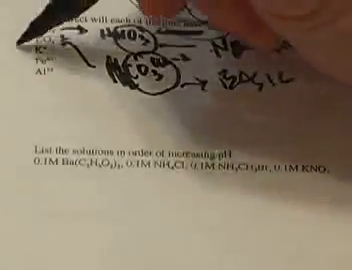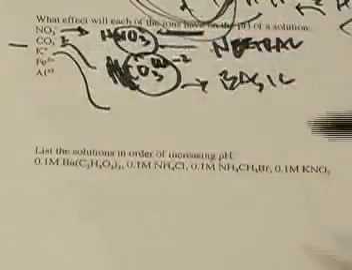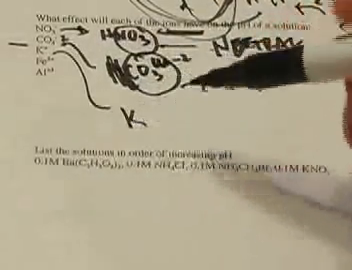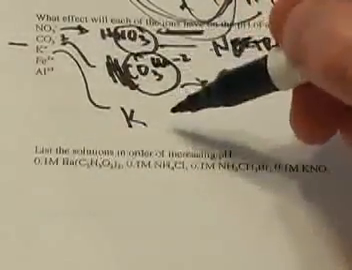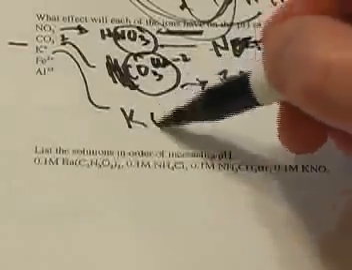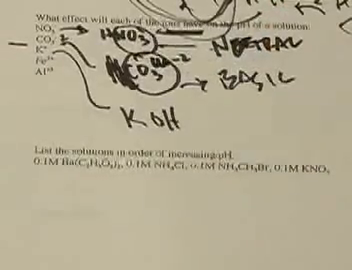Okay? How about K+? Where did K+ come from? Well, the cation, remember, came from a base. And what base did it come from? Well, if you're not sure, just take an OH and tack it onto it. Just like we did up here.